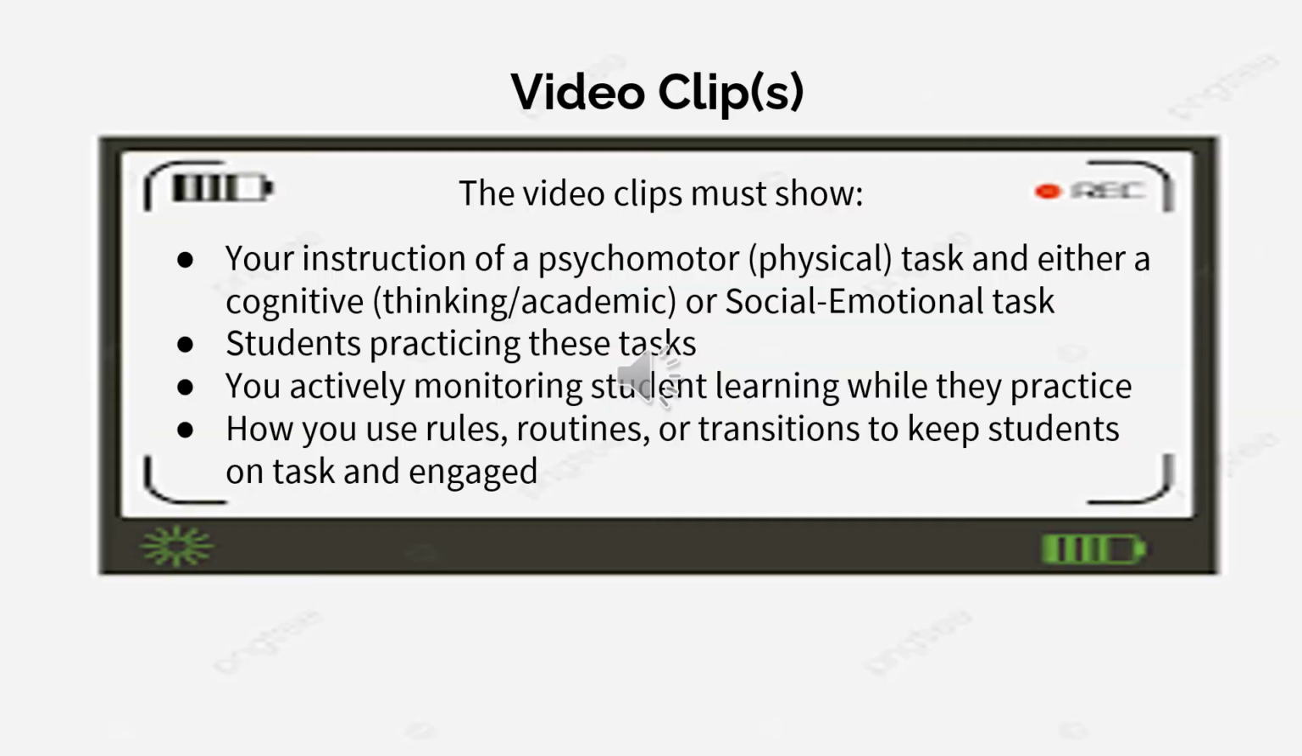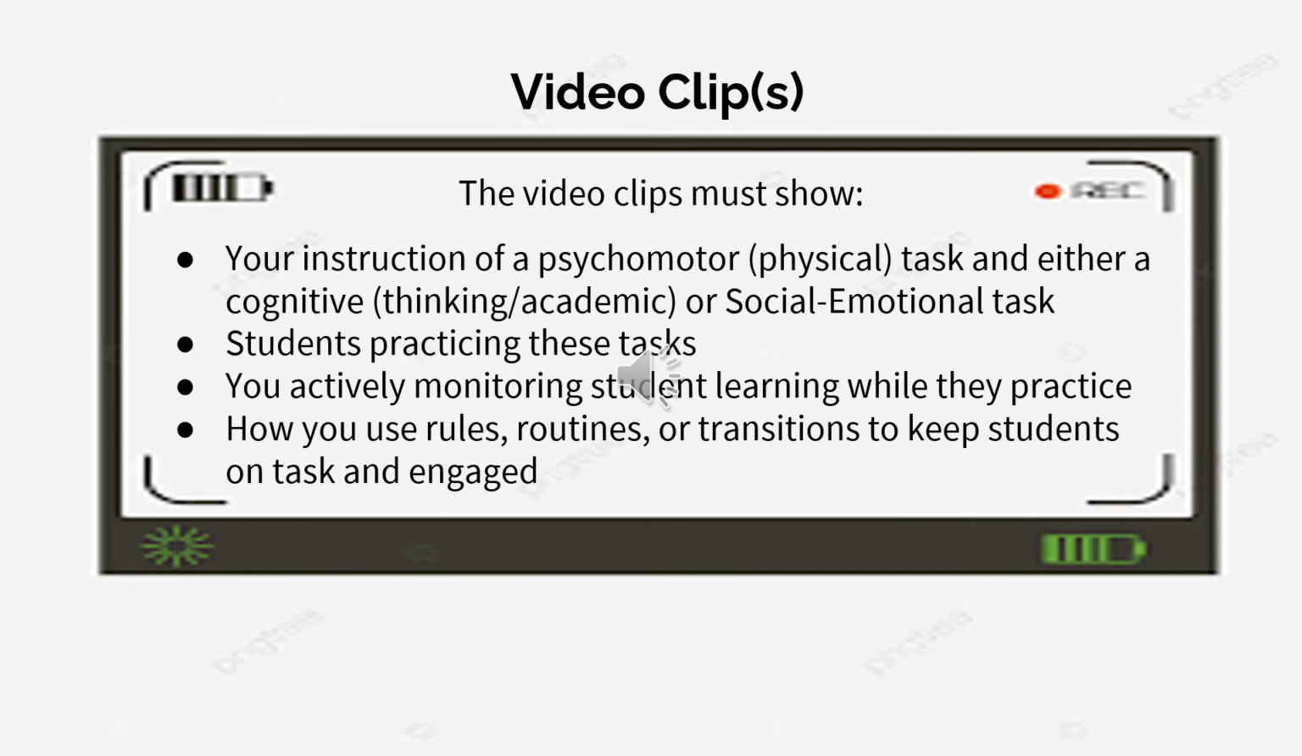In your video clips, you're going to need to show 4 different things. The first is you have to show your instruction, and this has to include a psychomotor skill, a physical task, and it has to include either some kind of thinking or academic cognitive task, or you can do a social emotional task as well. So you have to have a physical task, and then you have to have either a cognitive task or a social emotional task.